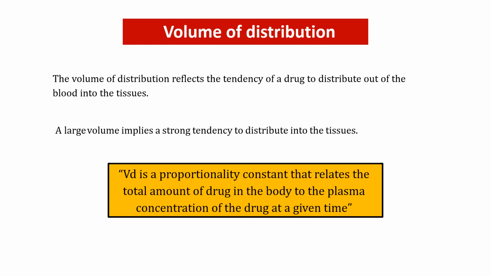So what is Vd? It is defined as the proportionality constant that relates the total amount of drug in the body to the plasma concentration of the drug at a given time. So drug in the body means the whole body, but we are not measuring the whole body, only the plasma concentration. The simplest thing to remember is the tendency of a drug to distribute out of the blood into the tissues. The more the tendency, the higher the volume of distribution.